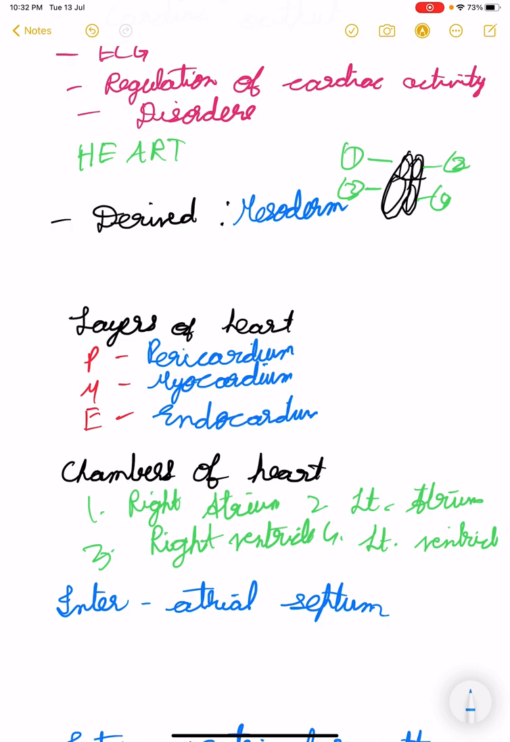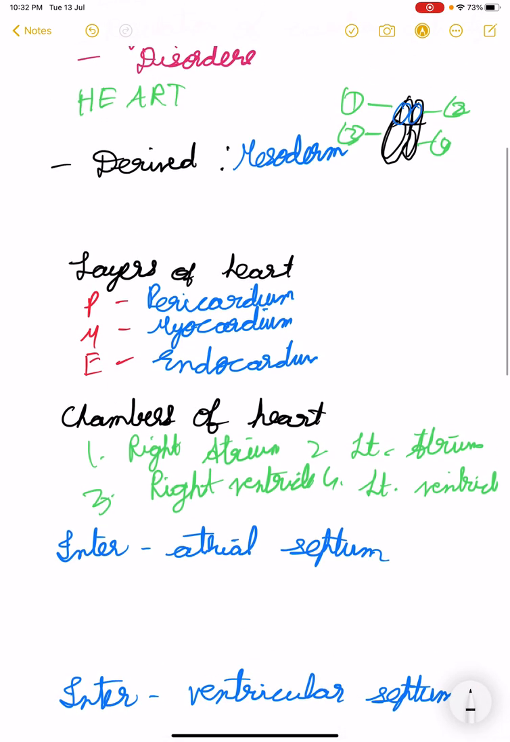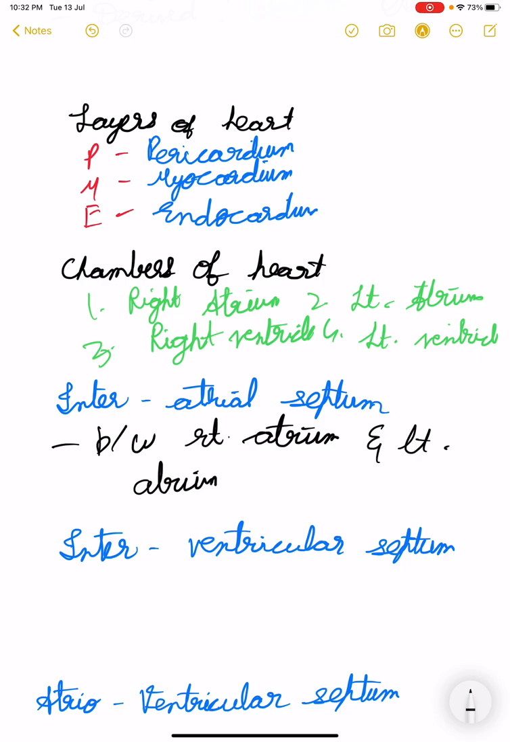Okay guys, so on the top, in your heart, over here, we have right atrium and left atrium. In between that, we have got interatrial septum. This one is interatrial septum. Interatrial septum is between right atrium and left atrium. The wall between left atrium and right atrium is called interatrial septum.